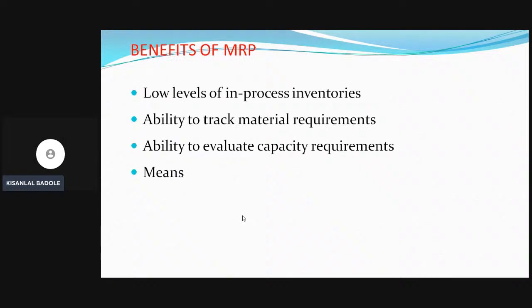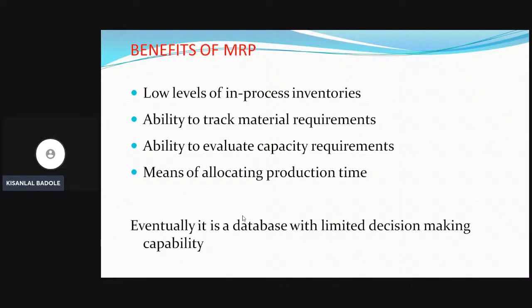This is nothing but what is the particular benefit, why we are using it. We are already seeing the different types of parameters in this material requirement planning, but what is their particular advantage? A low level of in-process inventory, ability to track material requirements, ability to evaluate capacity requirements, and means of allocating production time. This is nothing but the particular benefit of MRP. These are our benefits, meaning low levels of in-process inventories. The inventory must definitely be low.